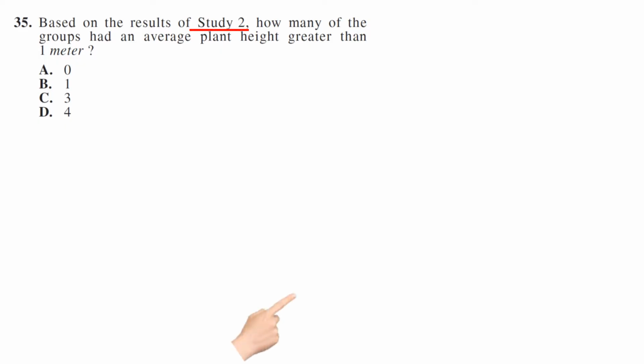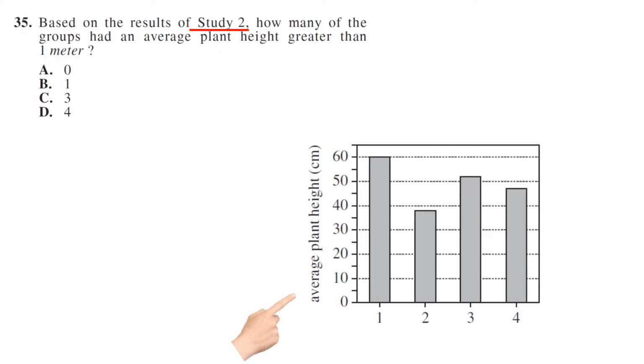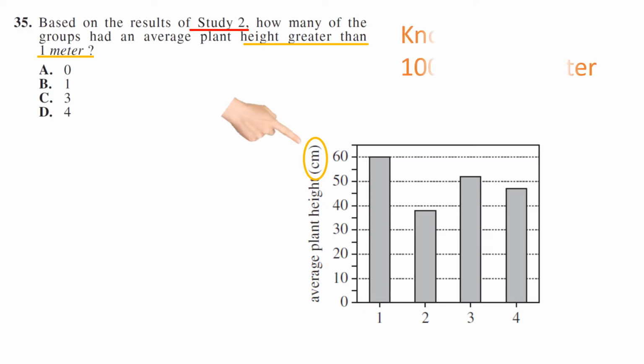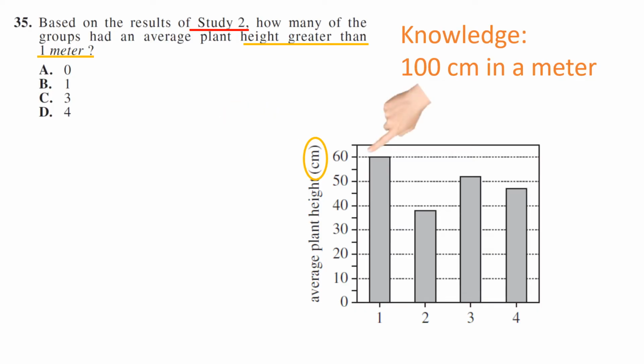Based on the results of study 2, finger on study 2, how many of the groups had an average plant height greater than 1 meter? Okay, so we see this is actually in centimeters. So you need a little bit of knowledge here. There are 100 centimeters in a meter. Once we know that, we can see that none of them made it above 60 centimeters, so none of the plants made it to a meter. The answer is 0. A.